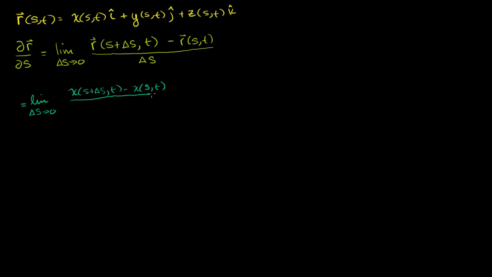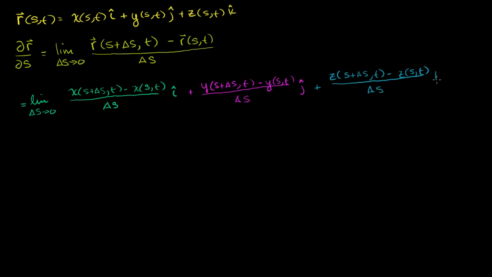I think you know where I'm going. This is all a little bit monotonous to write out, but it never hurts. Divided by delta s, times i, and then I'll do it in different colors so it's less monotonous, plus y. This limit as delta s approaches 0 applies to every term I'm writing out here. y of s plus delta s, comma t, minus y of s, comma t, all of that over delta s times j. And then finally, plus z of s plus delta s, comma t, minus z of s and t, all of that over delta s times the z unit vector, k.